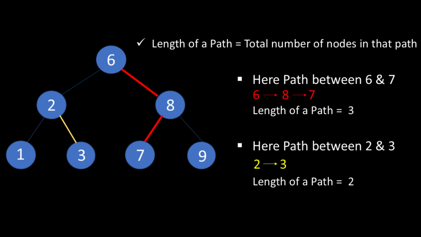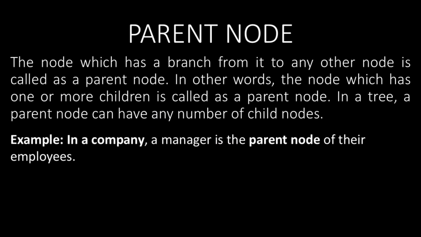Next, let's move to the parent nodes and child nodes. First, the parent node. The node which has a branch from it to any other node is called a parent node.